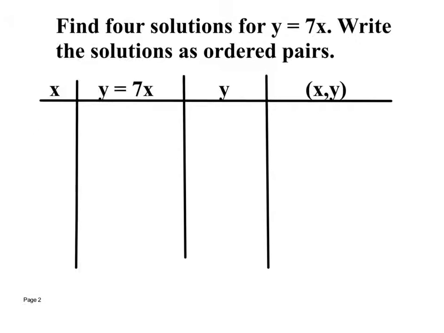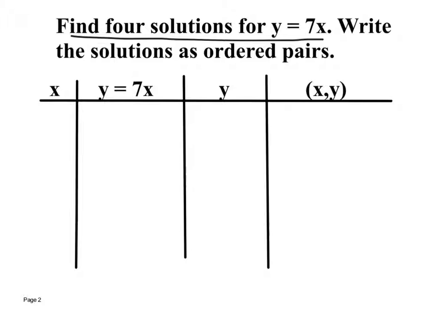Alright, here's what you need to do. You need to write this down right here, and then you need to draw the table. Alright, so this is some of what your homework is going to ask you. It's going to say find 4 solutions for this linear equation, y equals 7x. And you're going to write the solutions in ordered pairs.